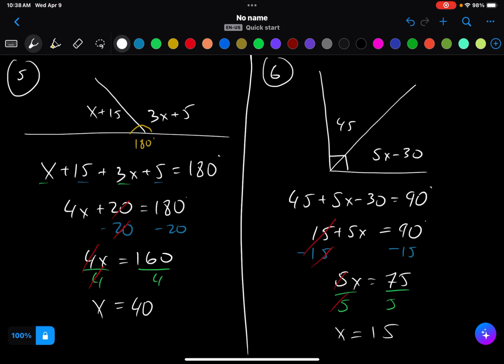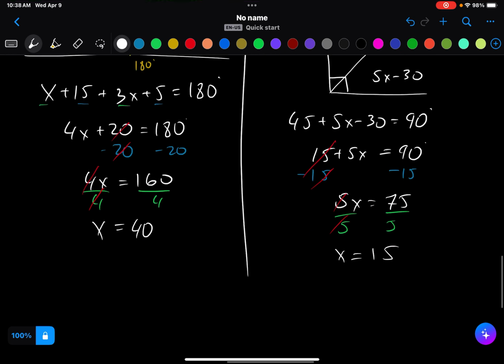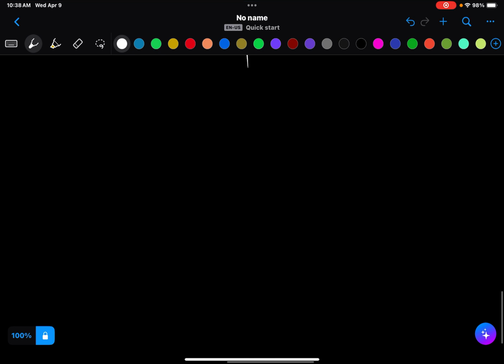We're going to move on to the back side now. So pause this if you need to, and let's do number 7. All right, number 7, a little different. You have two lines that cross each other. And when this happens, a pair of angles that are opposite are going to be equal. So this angle is equal to this one, and these two angles are equal to each other.